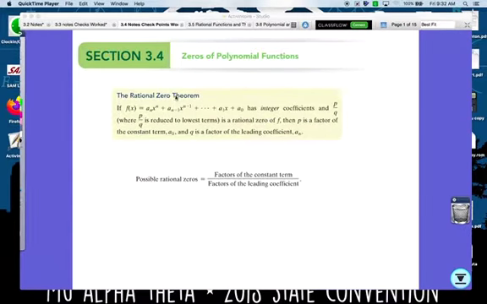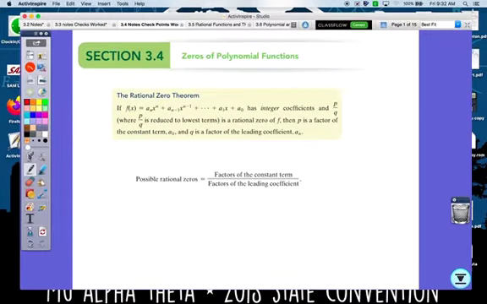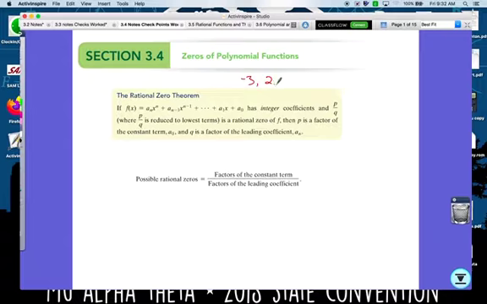theorem. All right, and somebody figured out that if there is a rational number, which again is a number that can be written as a fraction, so either a number like -3 or 2 or like 1/2, all those are rational. If there is a rational number that is actually a zero, or an answer, to a polynomial function, then it has to be of this form right here.